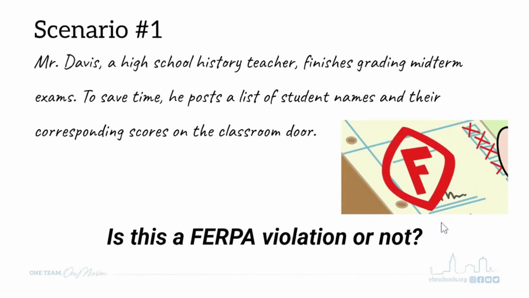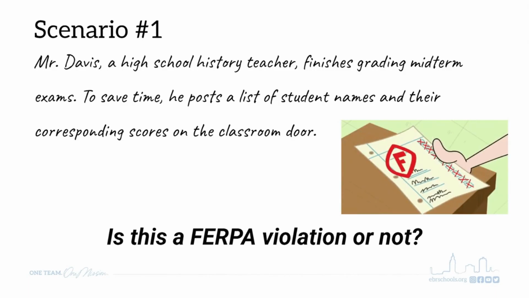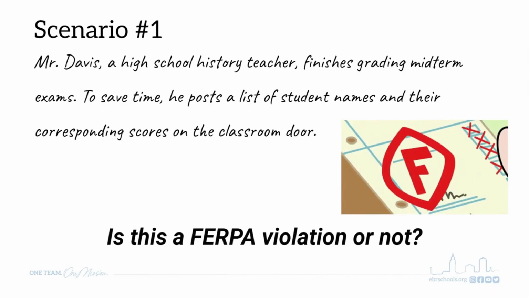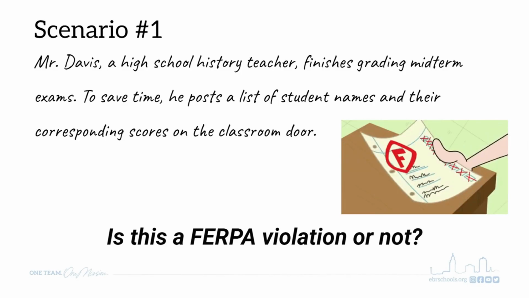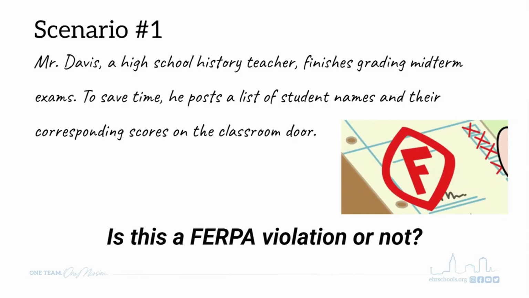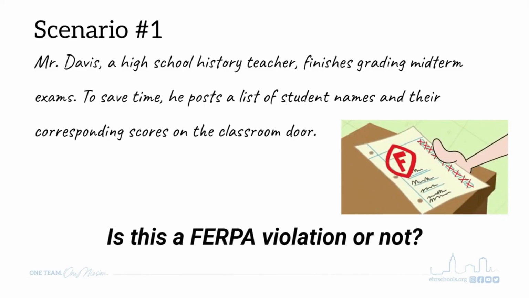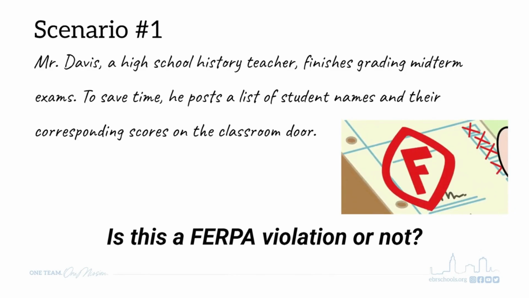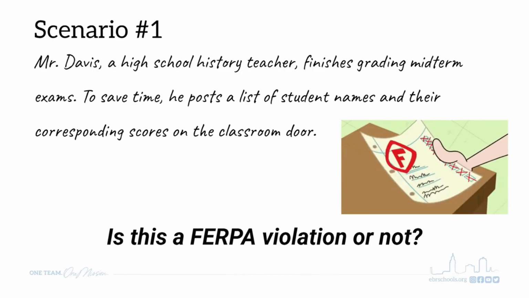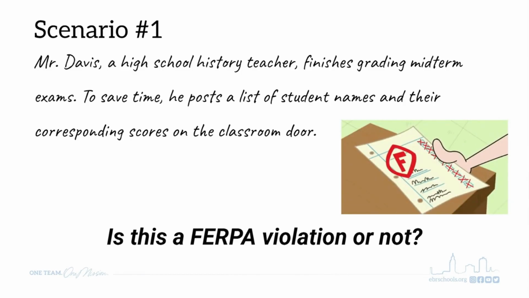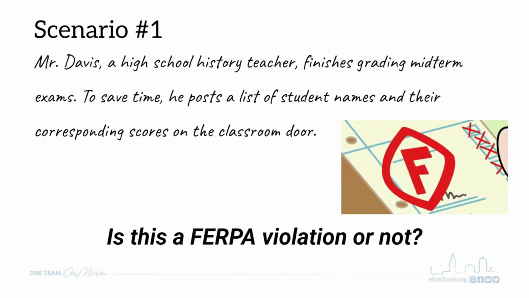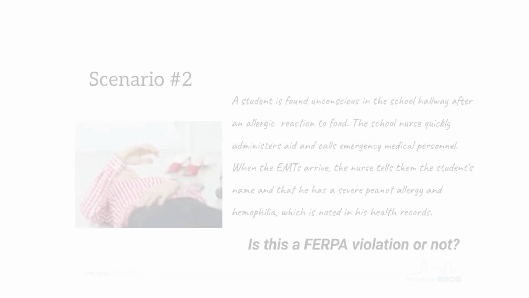Scenario 1 is a violation of FERPA. Student grades are personally identifiable information, or PII, from education records and cannot be publicly disclosed without parental or eligible students', if applicable, consent. What Mr. Davis should have done was use a secure, password-protected online portal for students to check their grades individually, or use a unique, anonymous code known only to the student and teacher if physical posting is necessary.